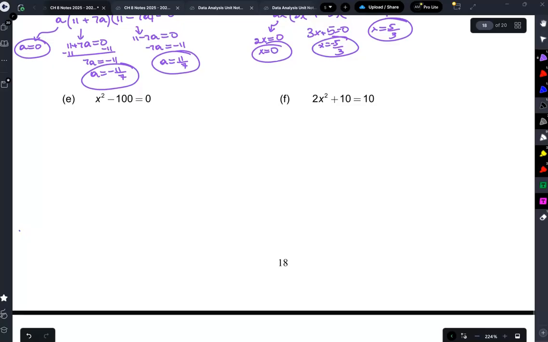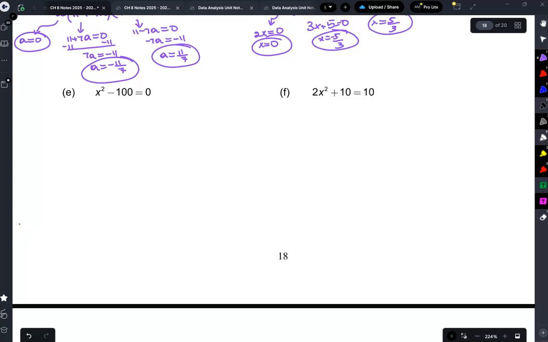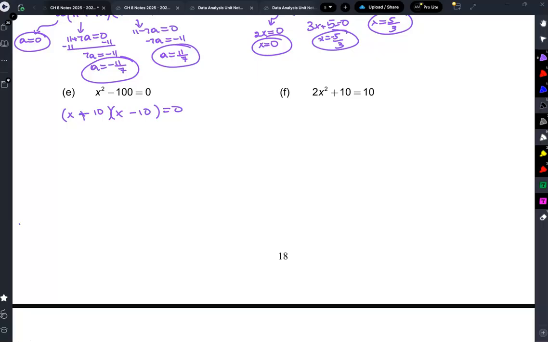All right, let's do the next two quickly. Factor this. What do we get? X and x, and then what? What do you think? Not 50. 10 and 10. You want the square root. Oh, yeah. So when you solve it, you get x equals 10, x equals negative 10.